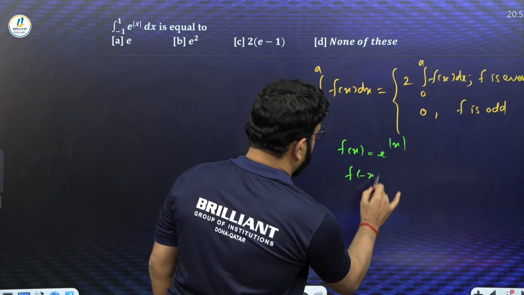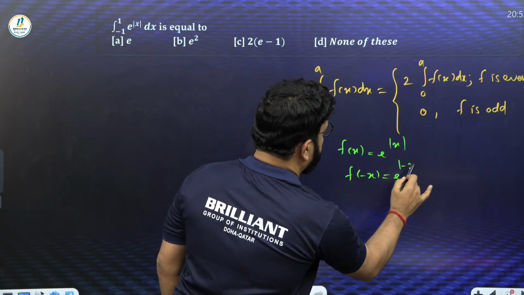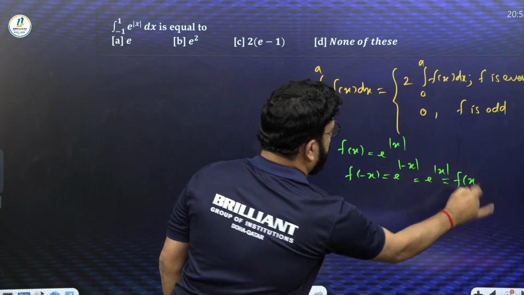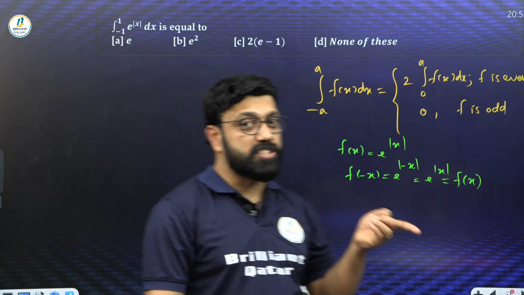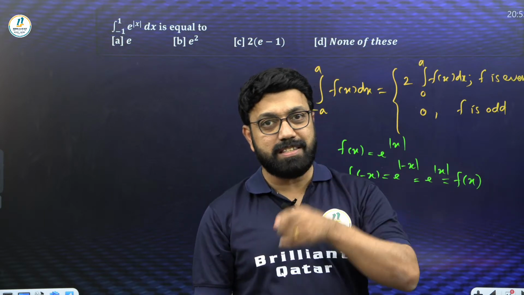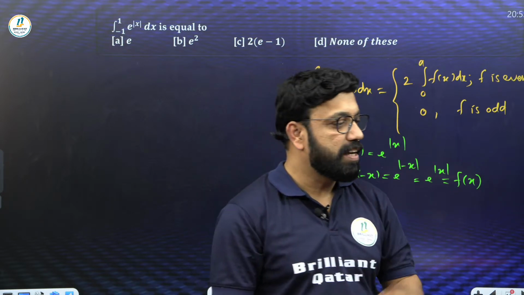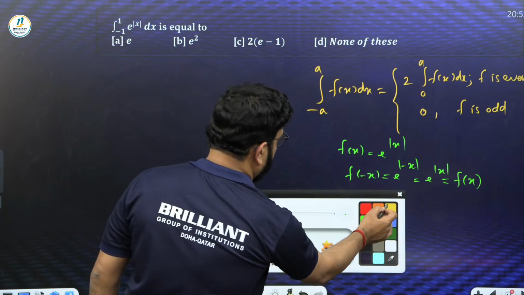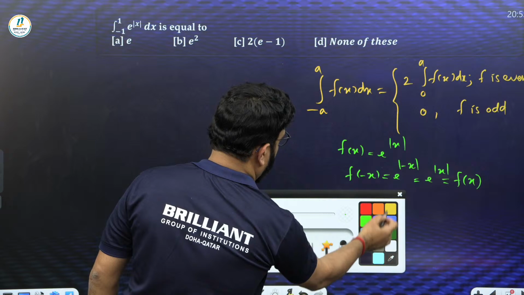f of negative x equals e raised to negative modulus of x, which means e raised to mod x, the same, that's equal to f of x. So f of minus x goes to plus f of x. Yes, it is an even function. So for an even function, we can directly write this formula or property.